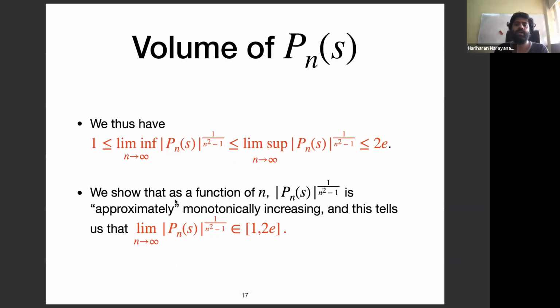So together we get a lower bound and an upper bound on the volume of Pn of S. One can also show that it is approximately monotonically increasing, again using the same kinds of tools. And this tells us that the limit of the volume of Pn of S to the 1 over n squared minus 1 actually exists and belongs to the interval from 1 to 2e.